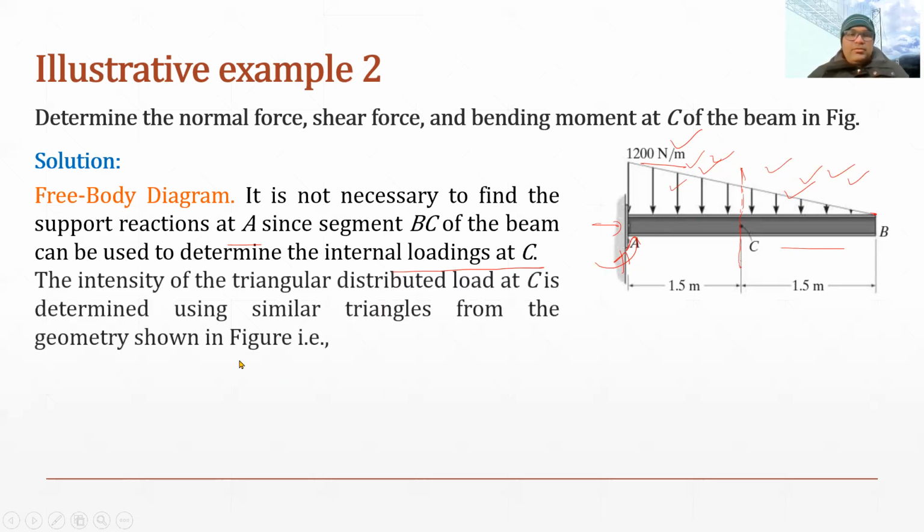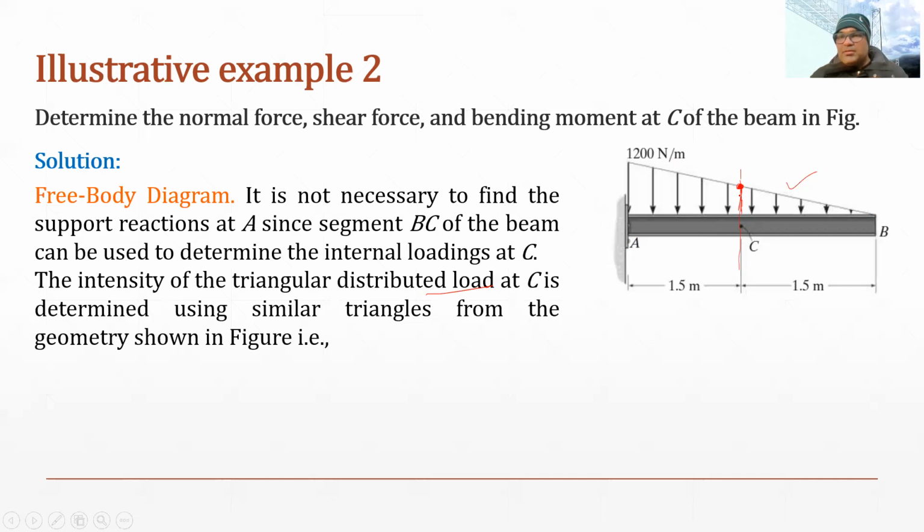But as you can see in the segment BC, we have the UVL, which is in the form of a triangular distributed load. So now what we have to do is find out the intensity of this UVL at point C, at this point. So what will be the value of intensity at point C? Well, this is very easy to find out.